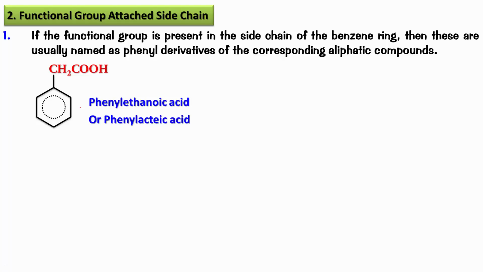What would you call this one? Same logic applies. But here you got to number it, remember. So this is number 1, this is number 2, this is number 3. It's 3-phenyl propanoic acid.